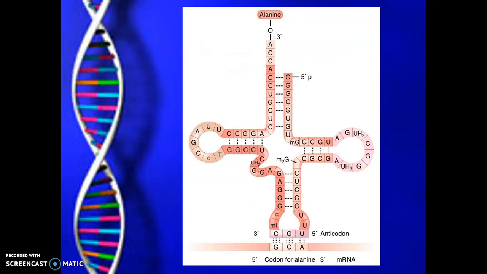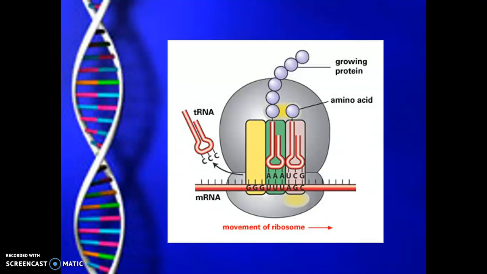This is what a tRNA looks like. I like it because it kind of looks like a wonky letter T. Make sure you recognize this. Okay. Here, the gray blob, this is the ribosome, the growing protein, the tRNAs, the mRNA.